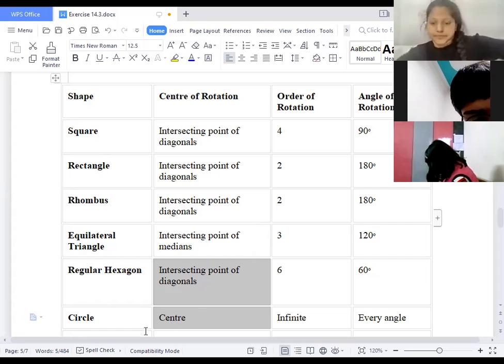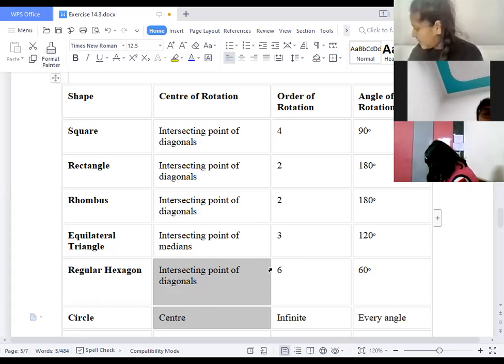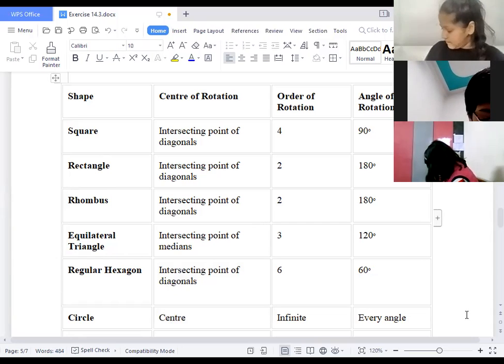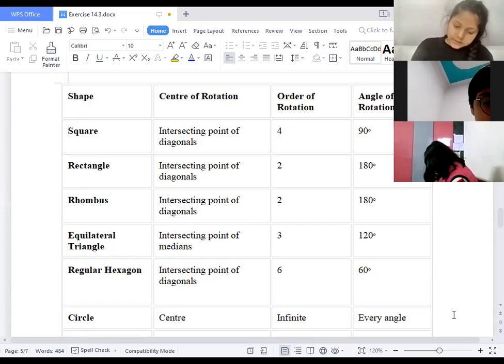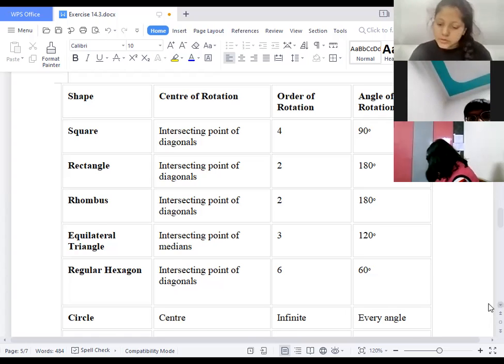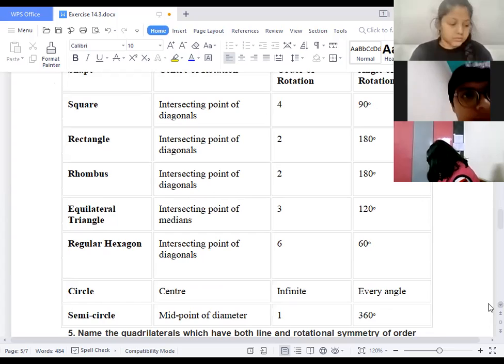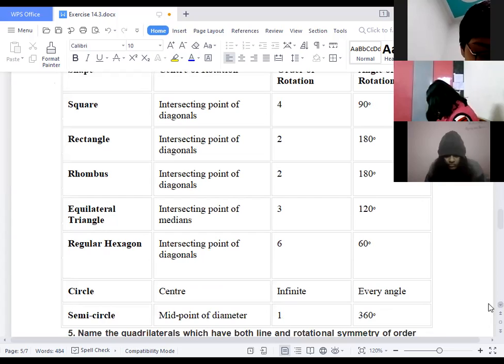And if we talk about a circle, then the center of rotation will be the center only, and its order of rotation is infinite, and you can rotate it at every angle. For a semicircle, it will be the midpoint of the diameter. Only one order of rotation is there, and the angle is 360 degrees.